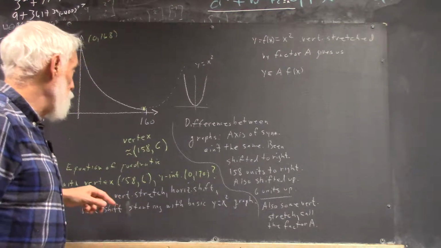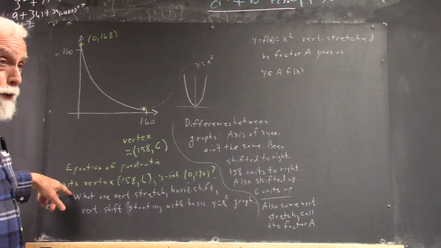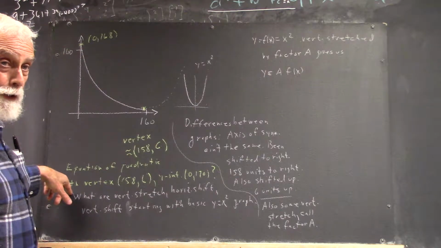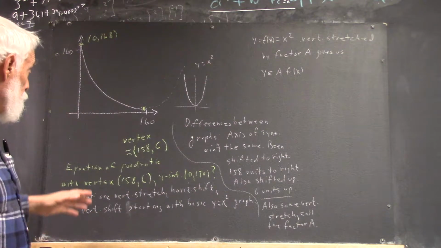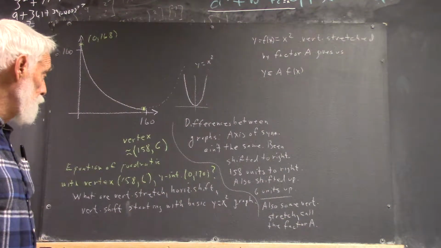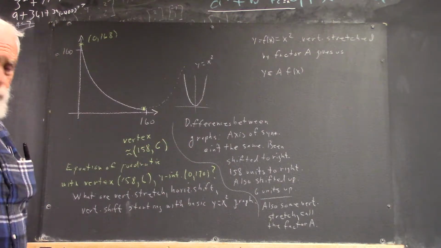So we want the equation of a quadratic function because, as I've told you, physics predicts that this should be quadratic, and it turns out that it really is. Very, very close to quadratic. What's the equation of a quadratic with a vertex at (158, 6) and y-intercept (0, 170)? What's the equation of that parabola?